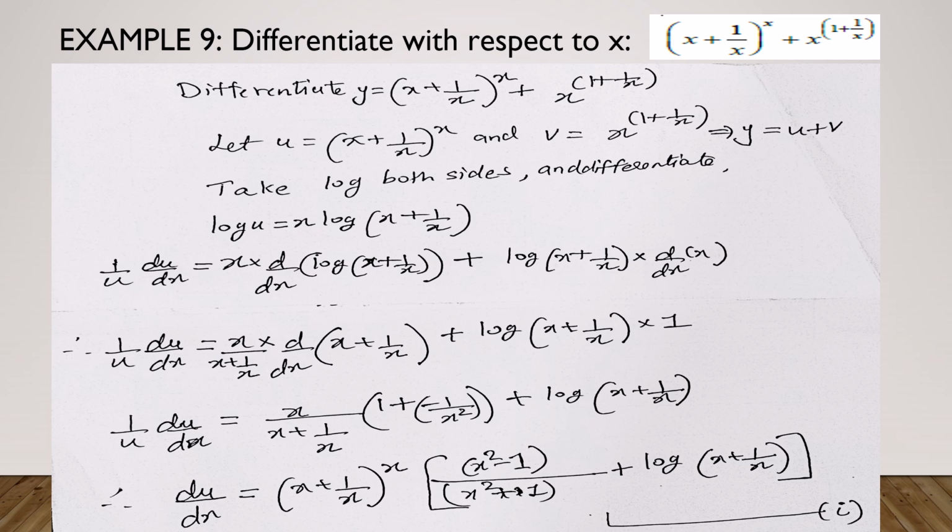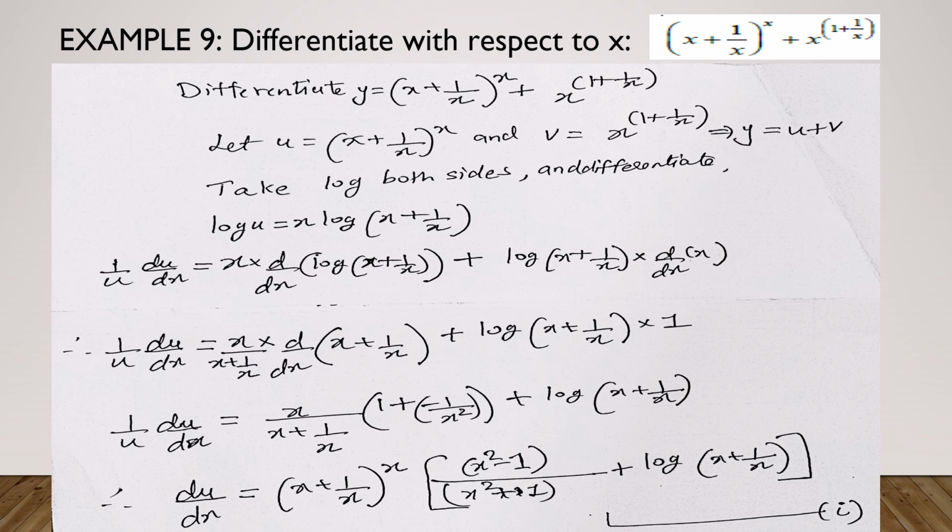For u, again you take log on both the sides because x is there in the power. So log u is equal to x into log of x plus 1 upon x. So now 1 upon u du by dx is equal to x into derivative of log is 1 upon that number. So x upon x plus 1 upon x into derivative of x plus 1 upon x. Chain rule you will need to use. Plus log of x plus 1 upon x into derivative of x, which is 1.